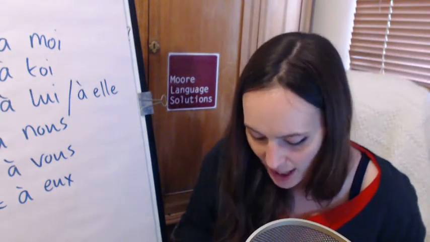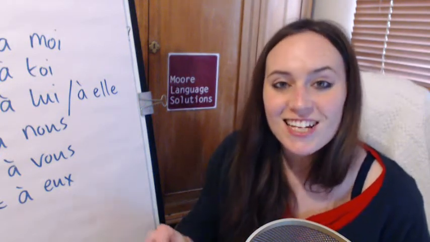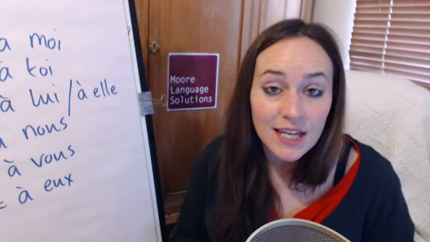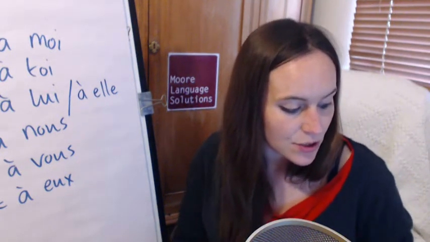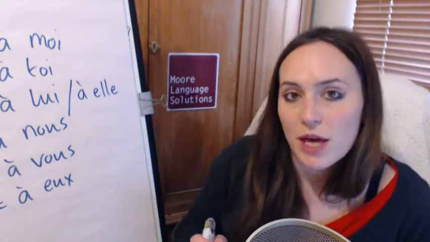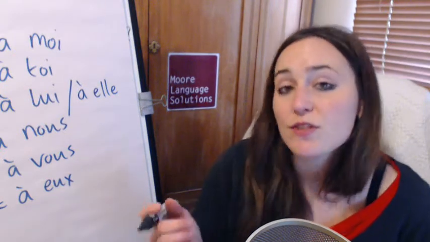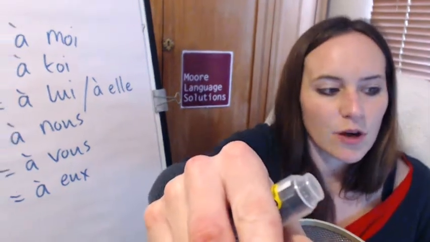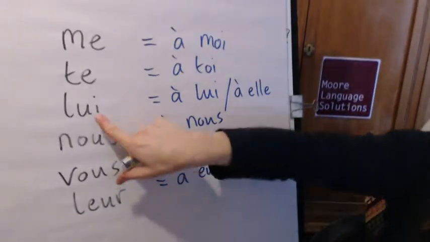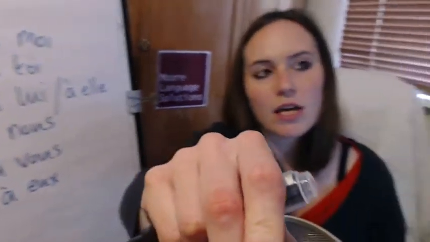J'ai donné les papiers à Jean. I gave the papers to Jean. I gave to him papers. Okay, that's the bit that we need. So to him, we're going to replace à lui with the indirect object pronoun lui. So I gave to him. So I gave, j'ai donné.